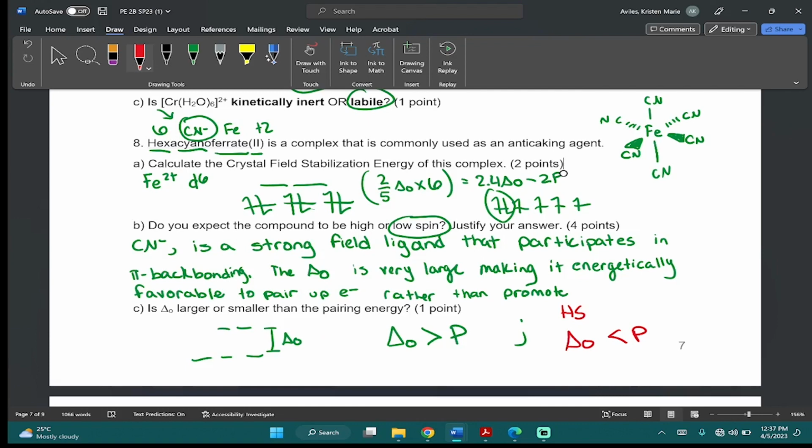Exactly. So if I had my low spin one, no, my high spin one, this would be my high spin one. It doesn't have a large gap. This would be my low spin one. It has a larger gap, so it's harder to bring up that electron. So it's kind of like we're weighing the cost. Pairing up an electron requires energy because there are repulsions between our electrons. Promoting an electron requires energy because we're moving it to a higher destabilized orbital. So we're just comparing those two things. Which one's easier to do?